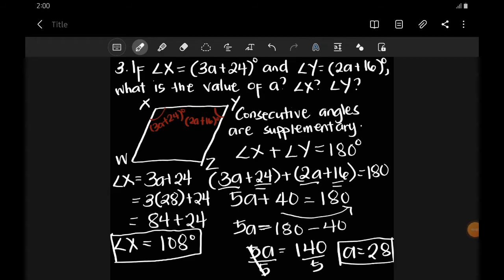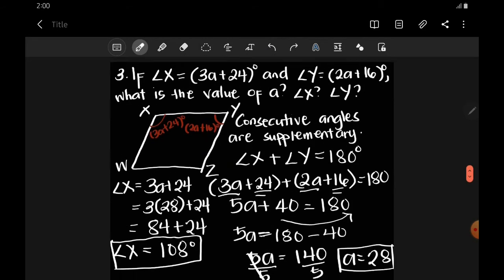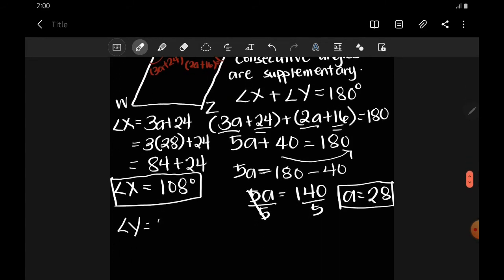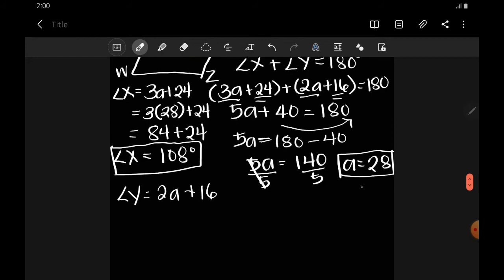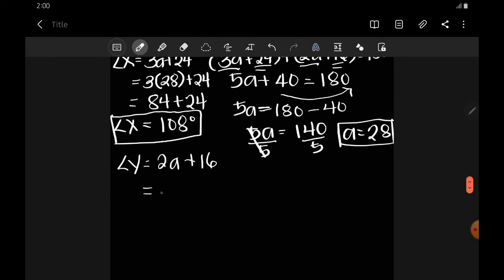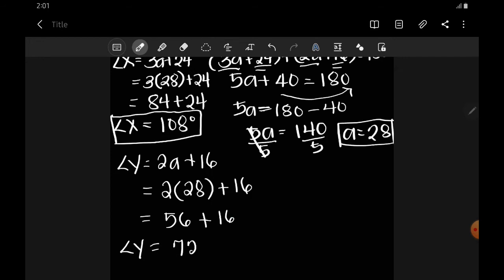So since angle X is 108 degrees, let us move on with angle Y, which is 2A plus 16. So for us to get the value of angle Y, we need to substitute again the value of A. So 2 times 28 plus 16. So 2 multiplied by 28, that would be 56, plus 16. So angle Y is 72 degrees. So as you can see, 108 plus 72, that would be 180 degrees.